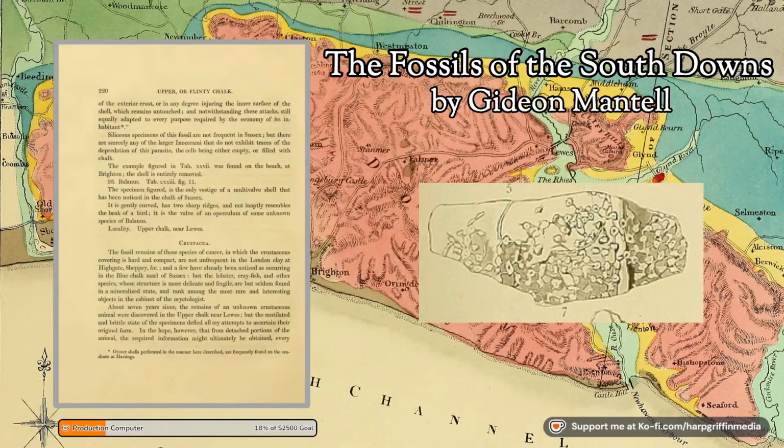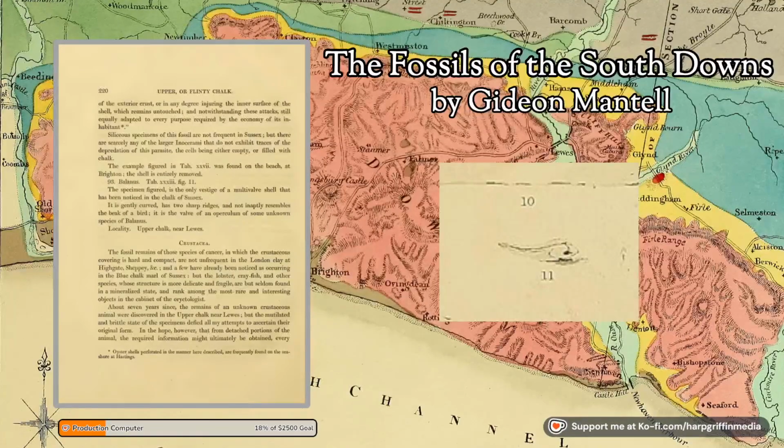Siliceous specimens of this fossil are not frequent in Sussex, but there are scarcely any of the larger Inocerami that do not exhibit traces of the depredation of this parasite, the cells being either empty or filled with chalk. The example figured in Tablet 27 was found on the beach at Brighton. The shell is entirely removed.